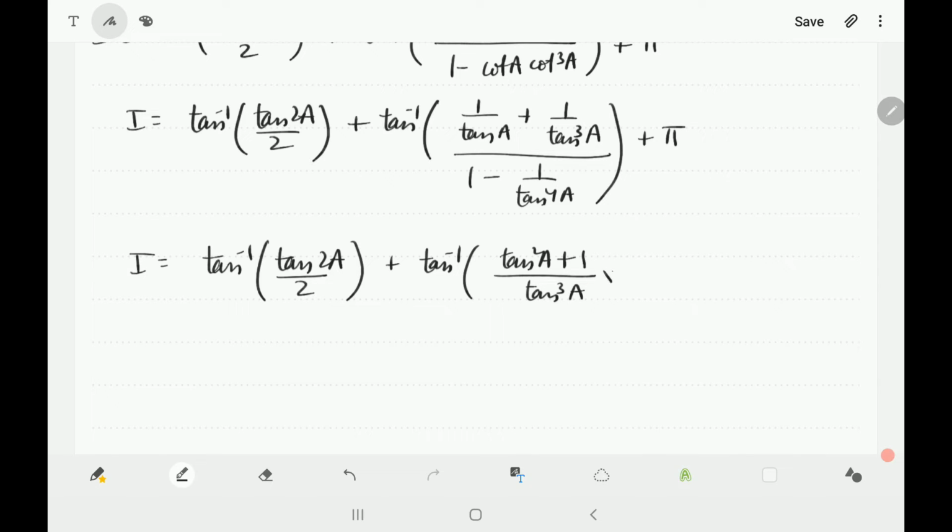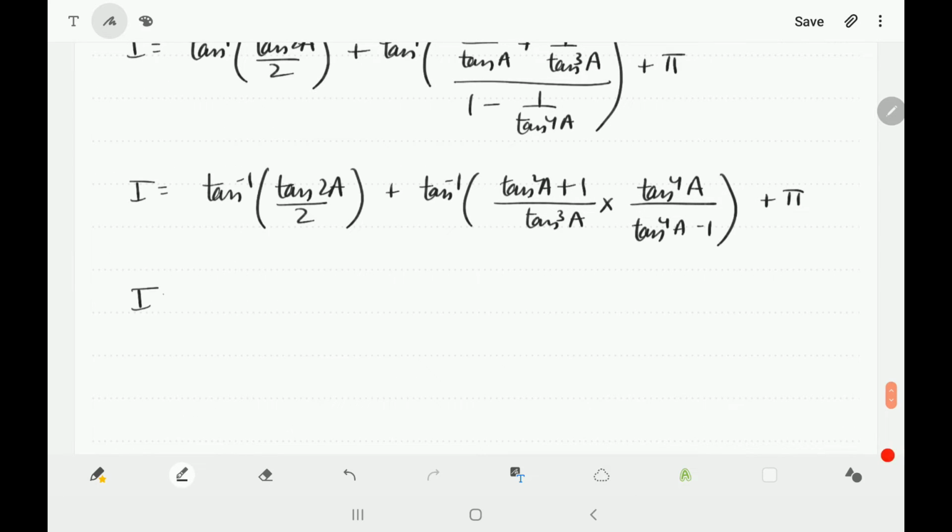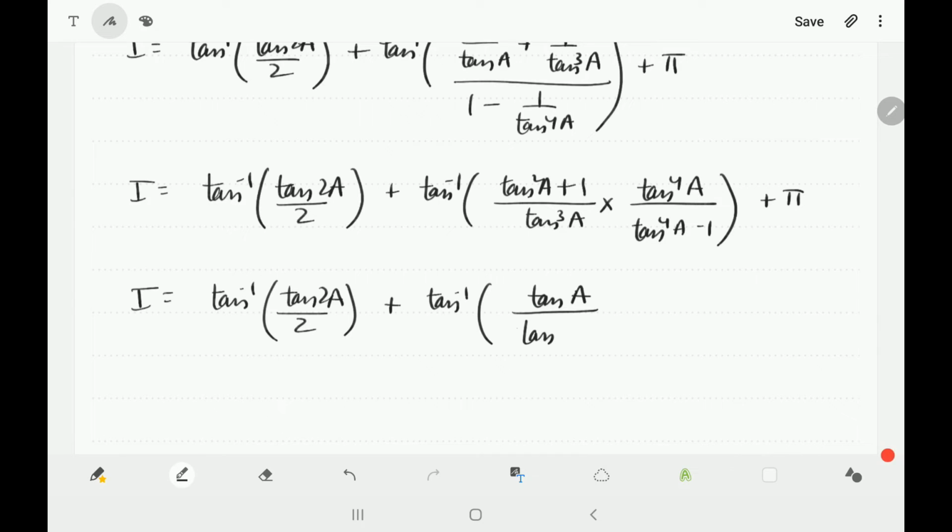In the denominator you will have tan 4a going into the numerator, and tan 4a minus 1, plus pi. So I will be equal to tan inverse of tan 2a divided by 2 plus tan inverse of tan 4a minus 1, which has factor tan square a plus 1 and tan square a minus 1. So we will be left with tan a upon tan square a minus 1, plus pi.